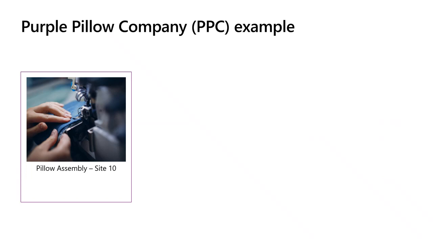The Purple Pillow Company, or PPC for short, is a US-based manufacturing company which produces pillows and other bedding products. They have 3 main sites in the US which do production, which represent some of the different business units. In Site 10, they take fabric, thread, embellishments, and pillow inserts and produce pillows of various shapes, sizes, and styles. This site primarily uses discrete as their method of production.